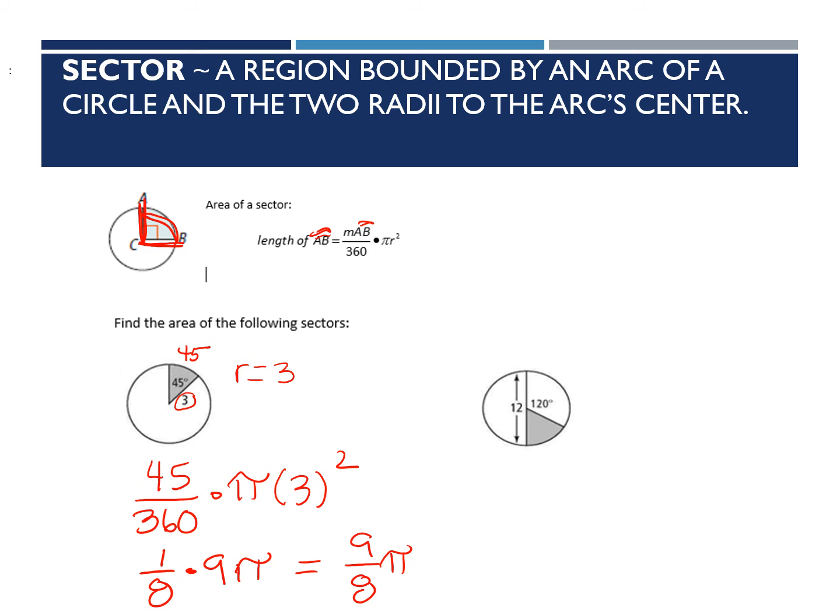And we can leave it in terms of pi, or using the pi button in your calculator, you could change it and get the approximate value. In the second example, we have a diameter of 12, but we need the radius, so we're going to divide that by 2 and get 6. If this arc here is 120, we know that the semicircle is 180, so that is going to leave us with 60 degrees for this part of the circle.